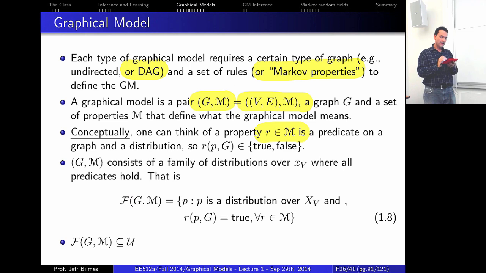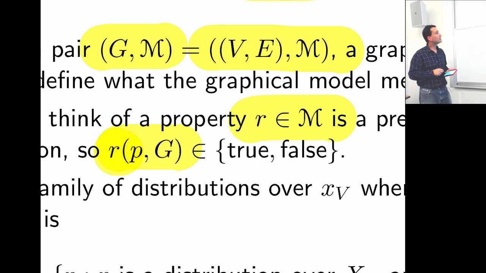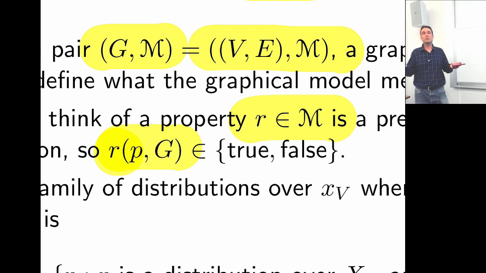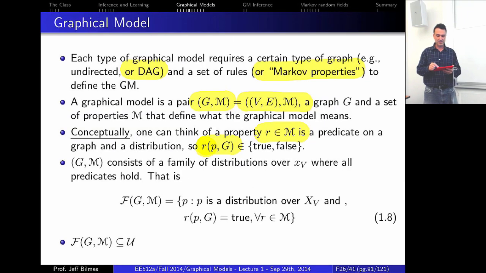It's a rule. It says, okay, R is a member of M, and I've got some probability distribution P and some graph G. The question is, does probability distribution P respect the rule R under graph G? Yes or no, true or false? So that rule, which is one of the Markov properties, can either be violated, in which case R of PG is false, or it can be correct, in which case R of PG is true.